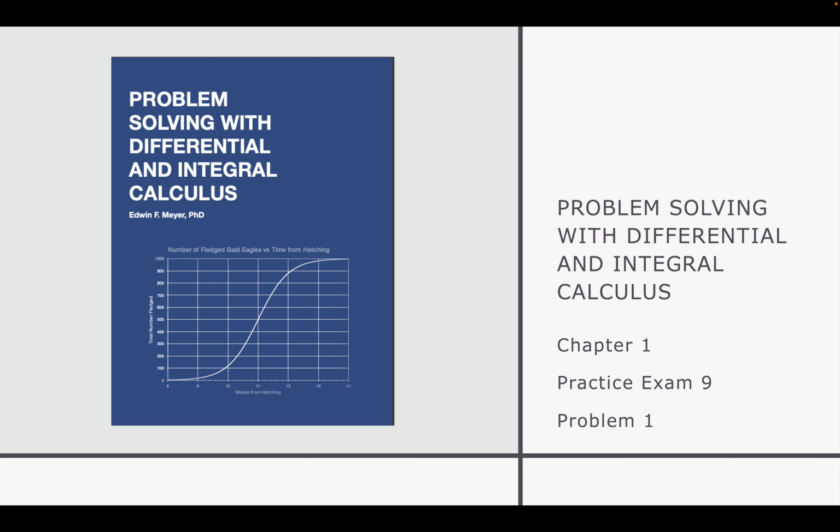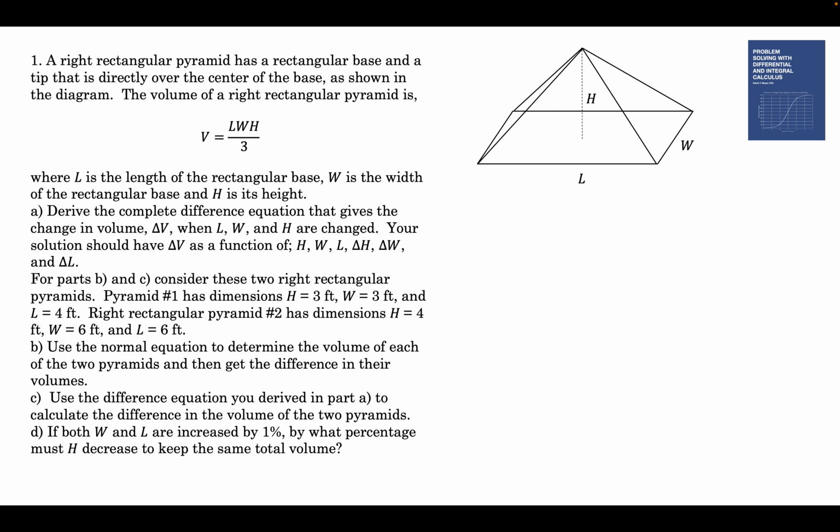On practice exam 9 of chapter 1 in the book Problem Solving with Differential and Integral Calculus, we have a right rectangular pyramid. The base is W by L and the height is H. Its volume is LWH divided by 3. Let's focus on these one at a time.